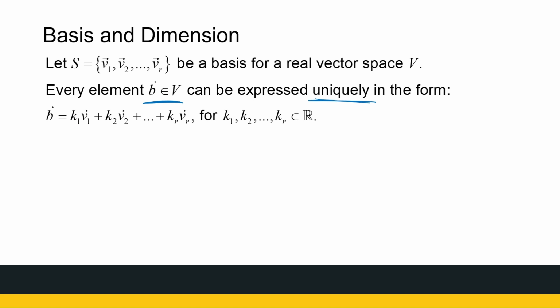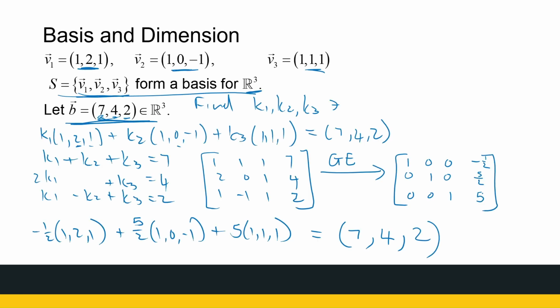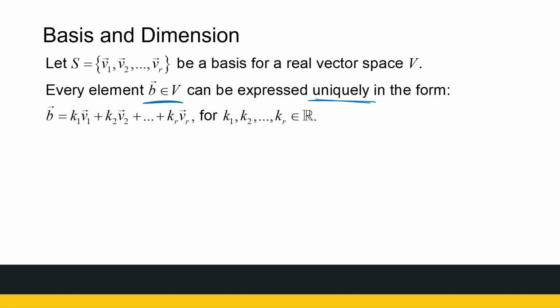There's no other K1, K2, and K3 that can get me there. It's one unique solution, and that comes from the fact that the system has a unique solution. There's no other solution to this system. All right, so we can generalize that concept.